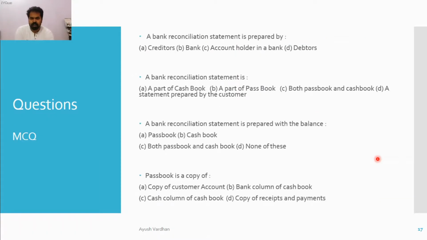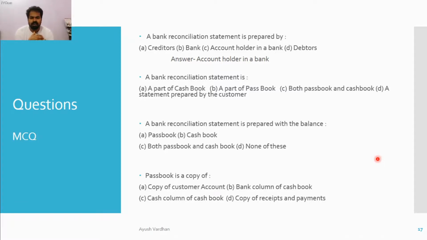Next question is: a bank reconciliation statement is prepared by. So, who does the bank reconciliation? It's obvious. The account holder in the bank. The account holder wants a match between the passbook and cash book. Okay, so the answer is C.